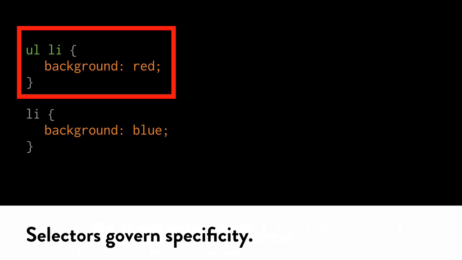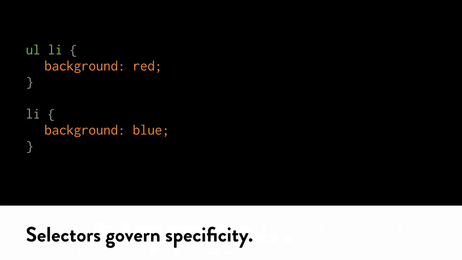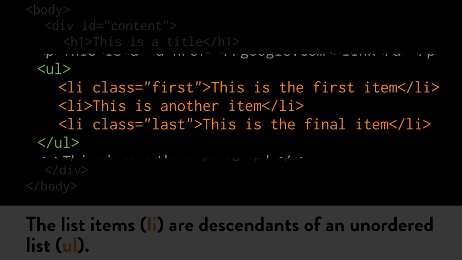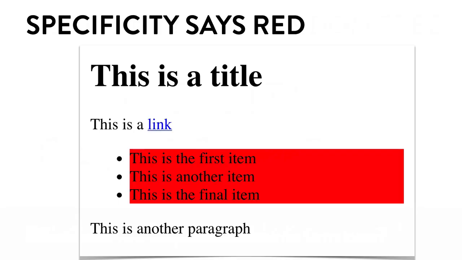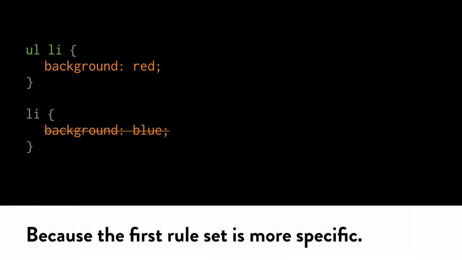Now, if we were to adjust the selector of the first rule set to be any list item that is contained within a UL, and we'll get into these different selector types in a later chapter, but if we were to adjust that selector, now we're selecting list items in the context of an unordered list. So this has greater specificity. We have the list items, and they are contained within an unordered list. So what color do you think the list items would turn now? Red. That's because specificity is higher on that first rule set, and the order doesn't matter.